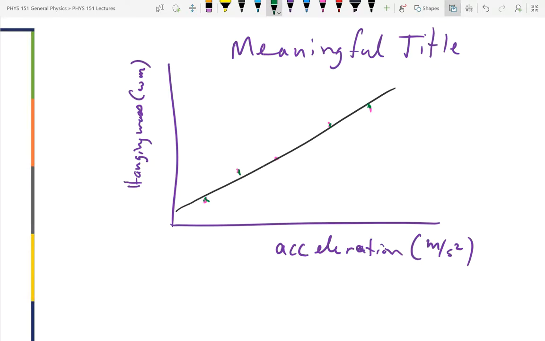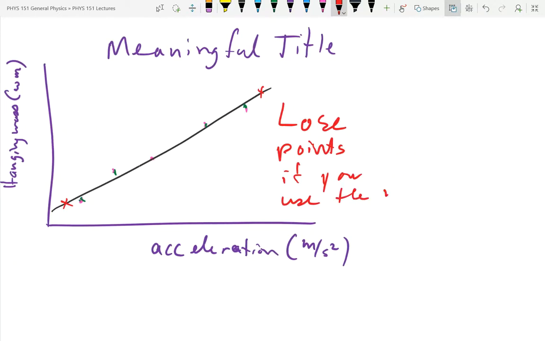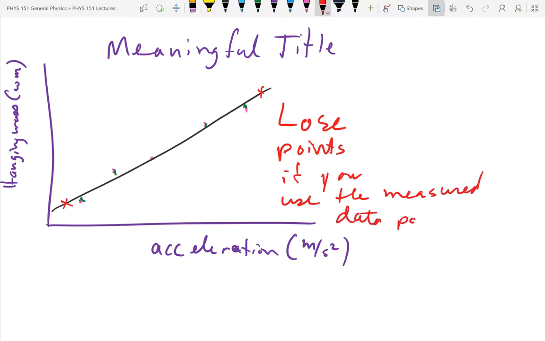Then when you find the slope, you need to find points that are actually on the line as far apart as you can get. Points that are easy to read, as far apart as can get. Because your plotted points rarely fall on your line, you will lose points on your grade if you use the measured data points to find the slope. Because you're trying to find the slope of the line.